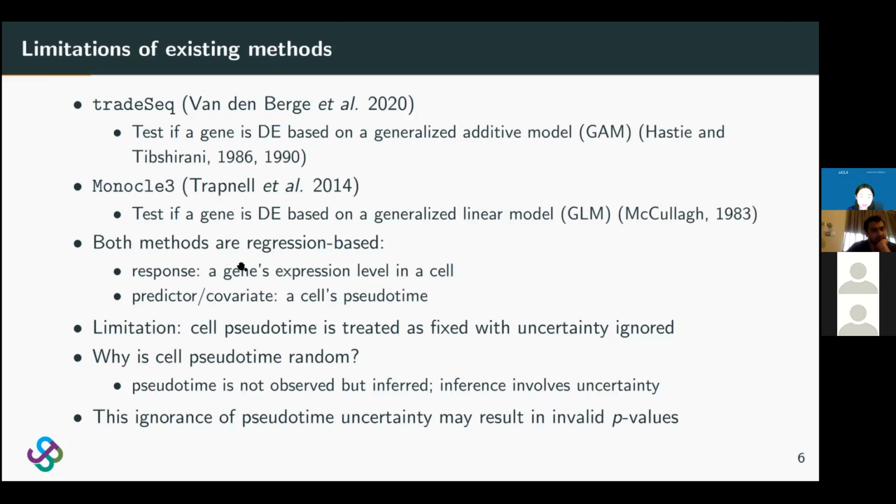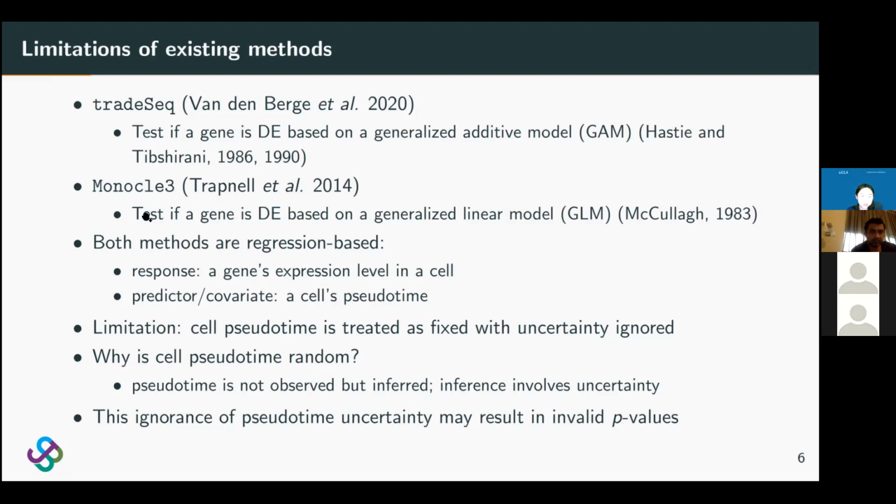Both methods are regression-based. In the regression, the response is a gene's expression level in a cell, and the predictor, or covariate, or feature, is the cell's pseudotime. So you want to predict expression from pseudotime, and then test whether the corresponding effect size of the pseudotime in the regression model is 0. By testing whether it is 0 or not, you're basically testing whether the gene is non-DE or not.